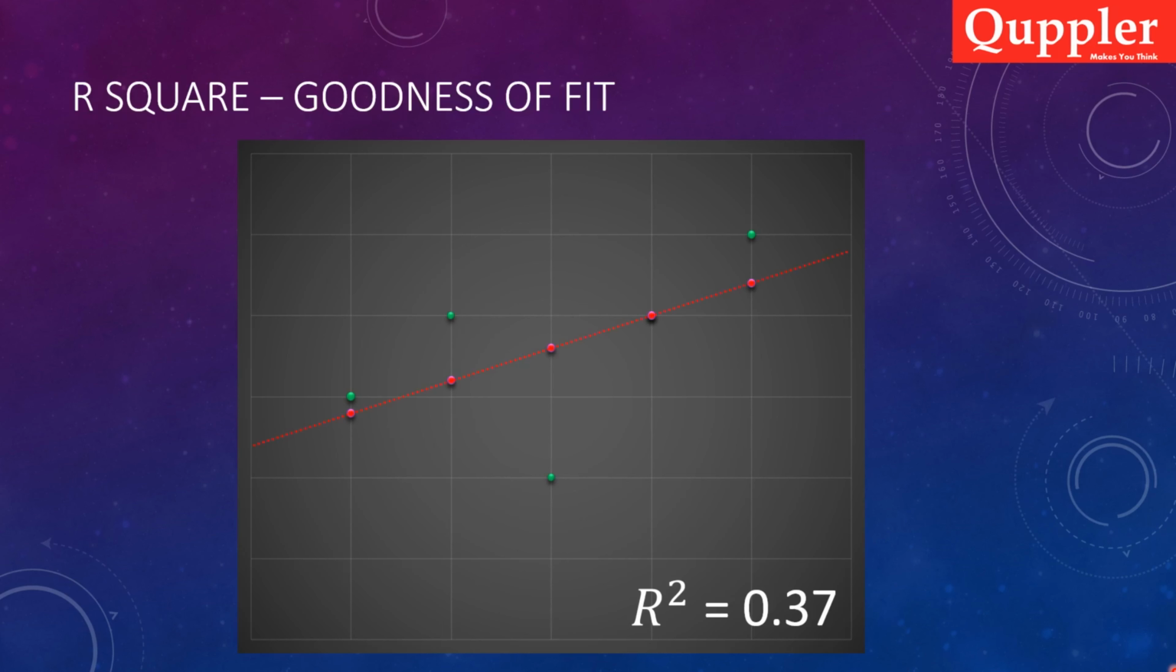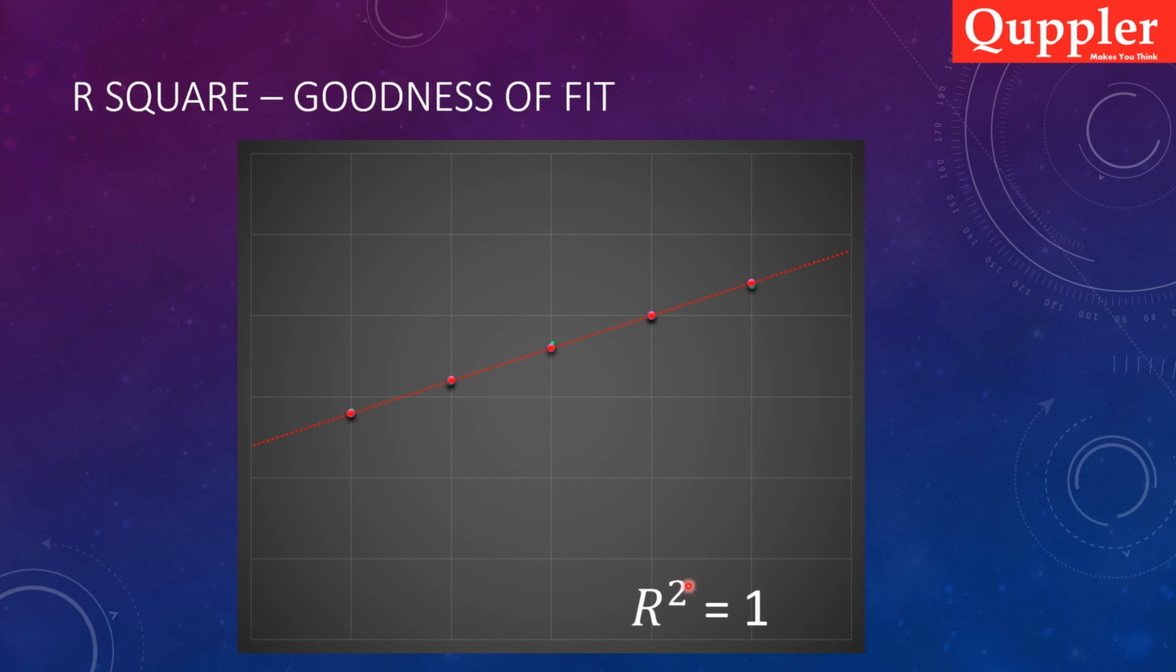Now if you're going to increase the value of the R square, let's say to 0.67, then the actual values are going to come closer to the predicted values. And the more you increase the value of R square towards 1, the closer it will come to your predicted value. Meaning, the value of R square lies between 0 and 1, and the nearer it is to 1, the nearer your actual and predicted values would be.